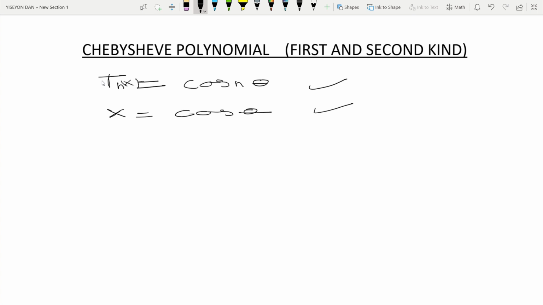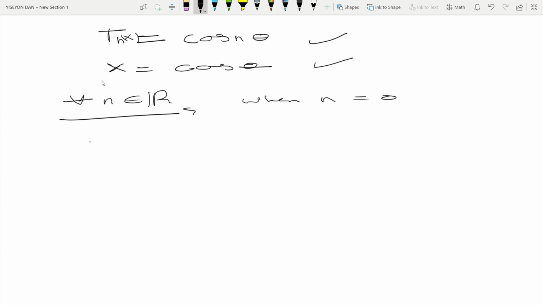So if that should be the case, we are going to be considering all the values of n, that is, for every value of n in the set of real numbers. We are starting from when n equals 0. When n equals 0, Tn of x is going to be cos 0, and cos 0 is equal to 1.